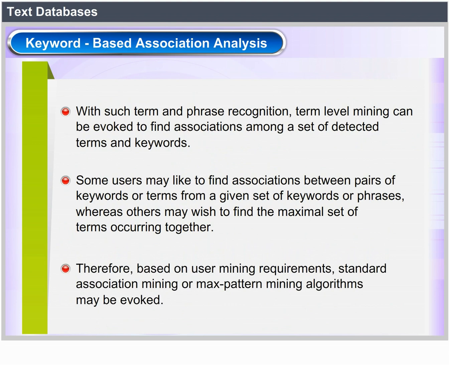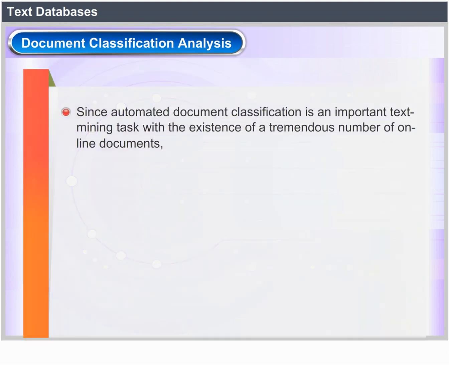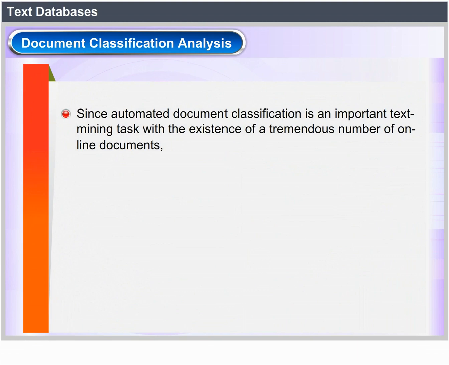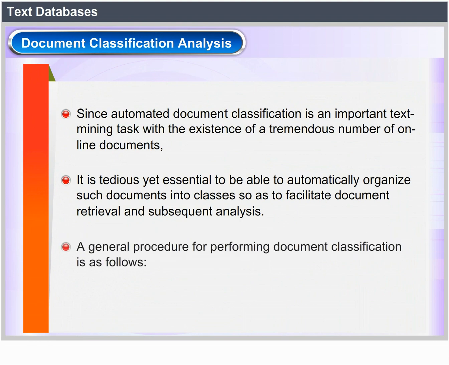Document classification analysis. Automated document classification is an important text mining task, since with the existence of a tremendous number of online documents, it is tedious yet essential to be able to automatically organize such documents into classes so as to facilitate document retrieval and subsequent analysis. A general procedure for performing document classification is as follows.